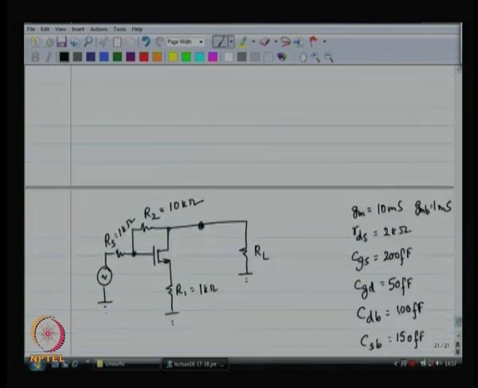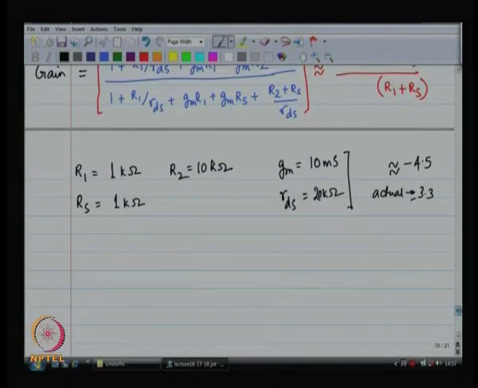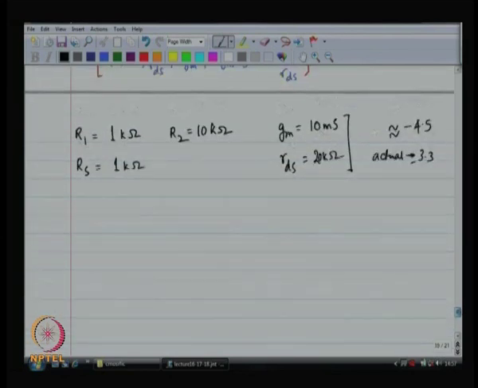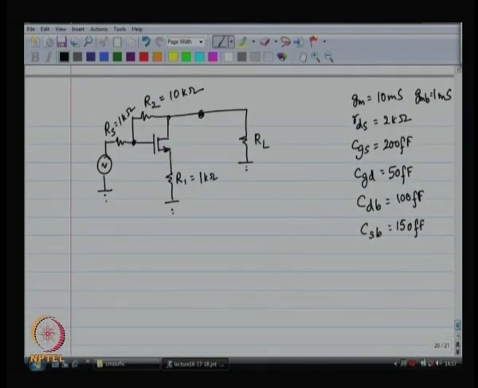Okay. So, really you should be plugging in GM plus GMB over here, does not matter, right. And then we are going to play with the method of open circuit time constants. So, to do that we need to identify all the capacitors that we have got. The capacitors that we have got are these.